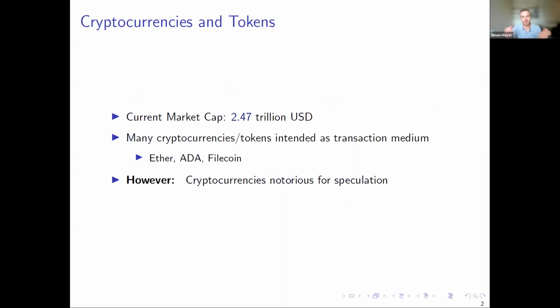So as we all know, cryptocurrencies and tokens are important. The cryptocurrency market has reached by now a market cap of $2.47 trillion US. I had to update this figure today because the market went down overnight. And what is also true, and what was true from the very beginning, is that many cryptocurrencies and tokens are intended to serve as a means of payment or as a transaction medium. For instance, Ether, ADA, the coin by Cardano, or Filecoin, or initially Bitcoin was also intended to serve as a transaction medium. However, cryptocurrencies have also become notorious for rampant speculation.